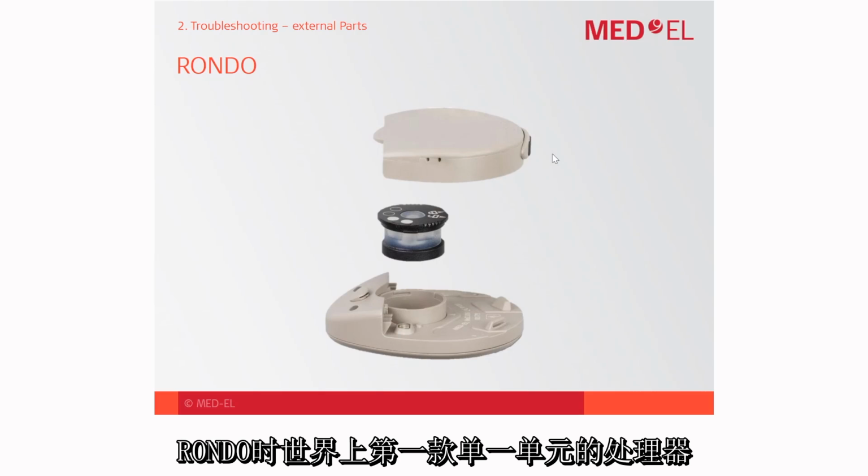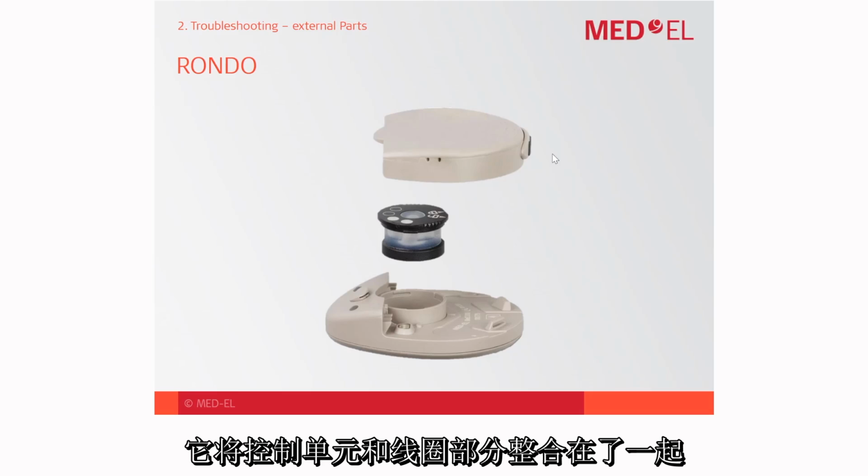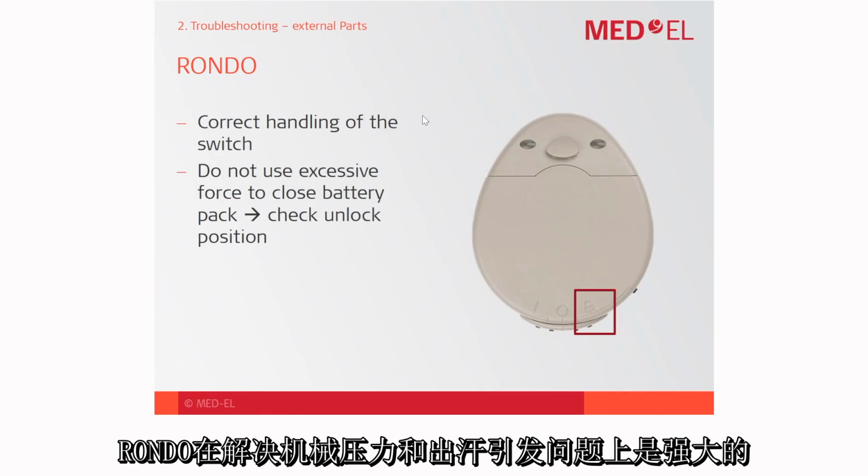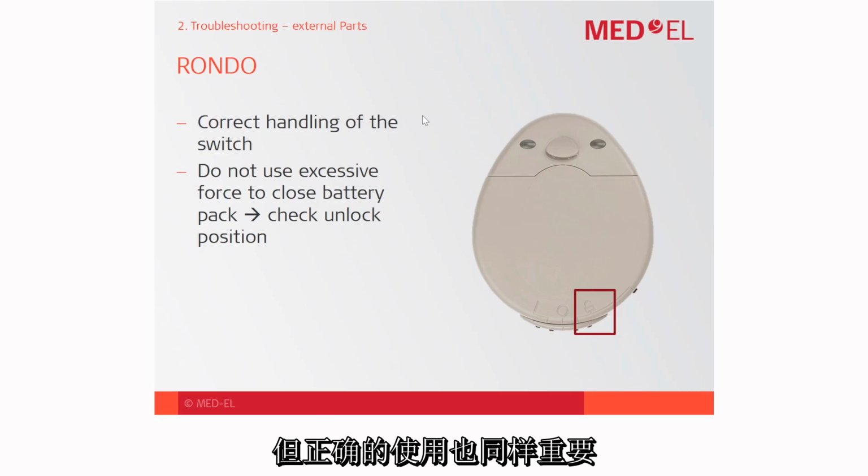The Rondo is the worldwide first single unit processor which combines the control unit and the coil in one housing. Here you can see just a nice illustration showing the control unit and footplate, the magnet and the battery compartment. The Rondo is quite robust as far as mechanical stress and also sweat related issues are concerned. However, the correct handling in some aspects is also crucial.